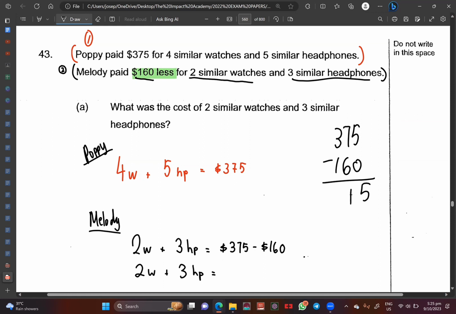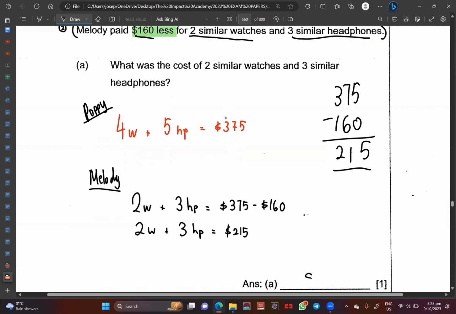7 minus 6, 1, 3 minus 2, 1, 5. Alright, so therefore your answer for A is actually how much? 215. Can you see that? Now, so A is very easy. 1 mark in your pocket. Saying 1 mark in my pocket.